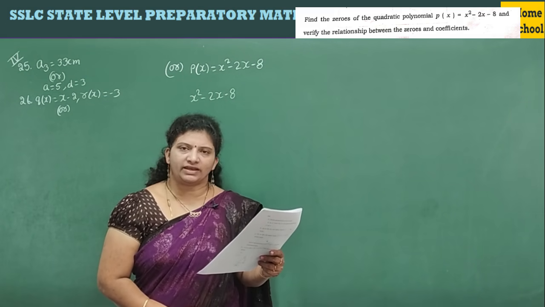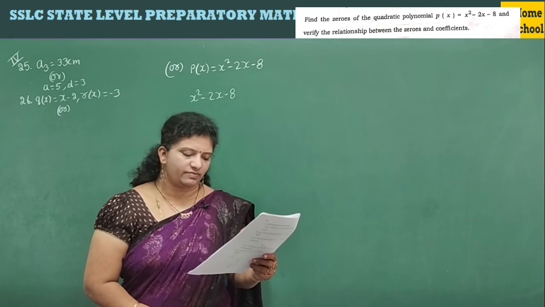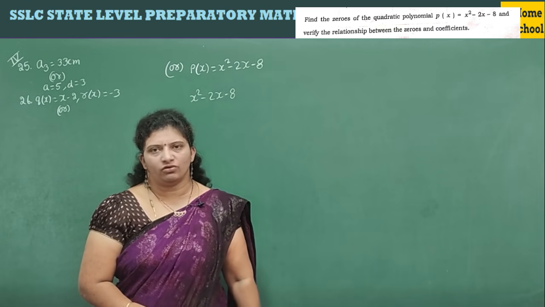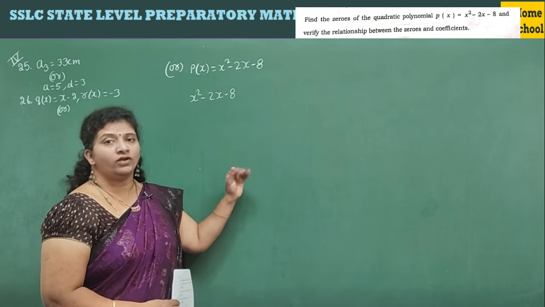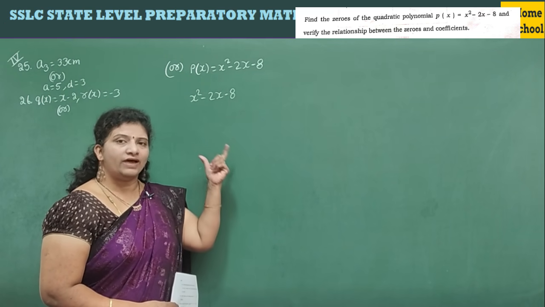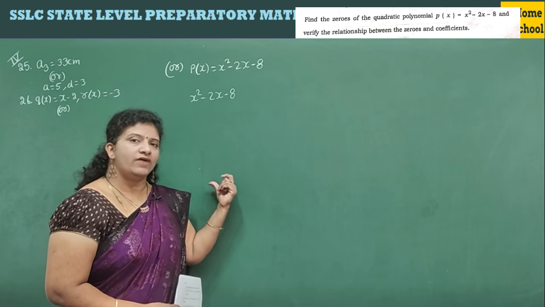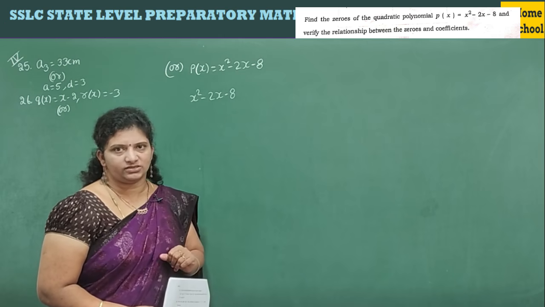Find the zeros of the quadratic polynomial p of x is equal to x square minus 2x minus 8 and verify the relationship between the zeros and the coefficient. So, you can see a polynomial, and what we are going to find here? Find the zeros of the given polynomial. After getting zeros, find the relationship between the zeros and their coefficients.